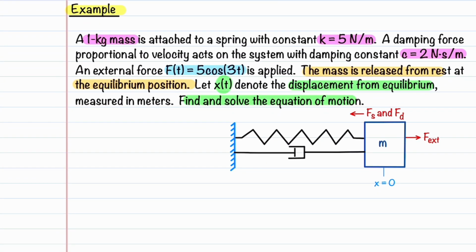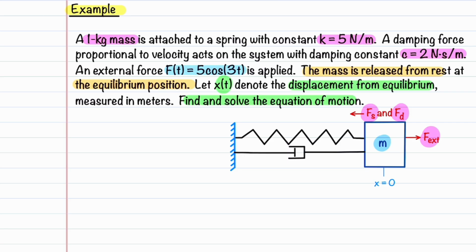Notice in our diagram that the mass m begins at the equilibrium position x equals 0, and it has three forces acting on it: the force due to the spring, the force due to the dashpot or damping, and the external force. We're going to begin by writing down the equation of motion.